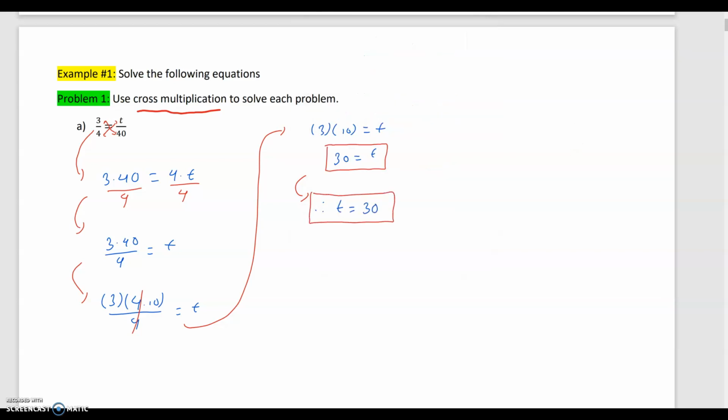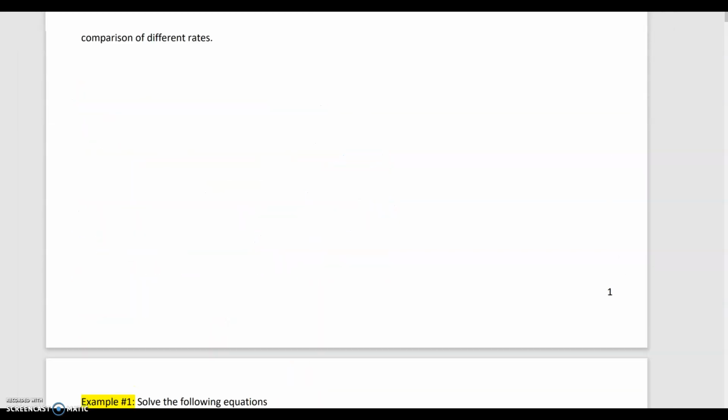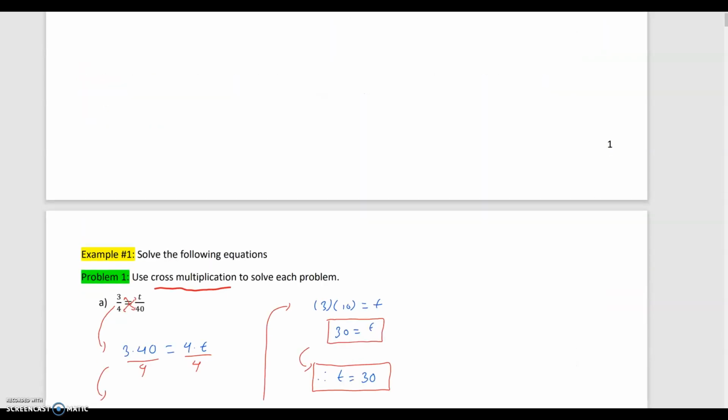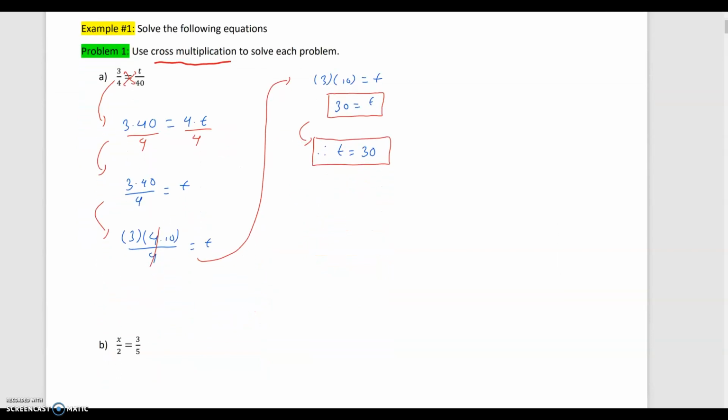That's it for this one, and let me just go back to the properties. The first property, as I mentioned, is cross multiplication. And this only works if you technically have a fraction equaling another fraction, not if you have multiple fractions. So only if you have a fraction equaling another fraction, then you can cross multiply it and you cancel the actual fractions. Let's go to the second problem on example 1.